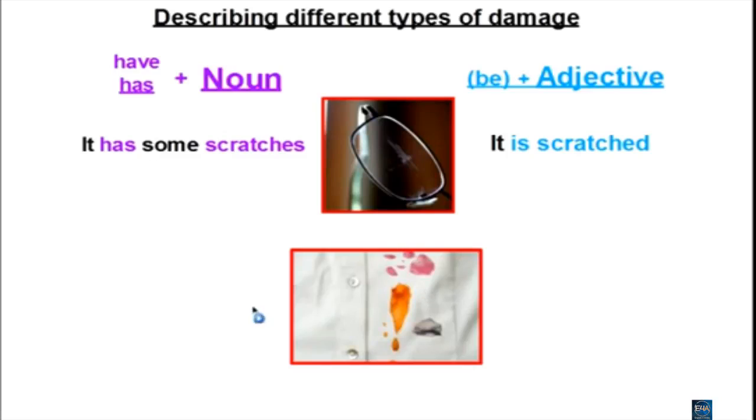Now let's look at the shirt. If we remember what was wrong with the shirt, we can use a noun. We can say, it has stains. Each individual one is a stain, but I could say it has stains, or it has some stains maybe, using the noun. The adjective: it is stained. Again, using the verb to be with the adjective. So these are just two ways to describe types of damage: using a noun with the verb have and has, or using an adjective with the verb to be.